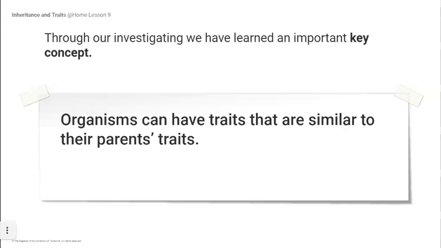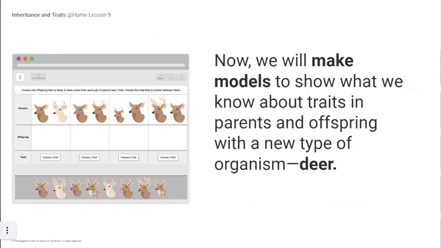Through our investigating, we have learned an important key concept. Organisms can have traits that are similar to their parents' traits. Now, we will make models to show what we know about traits in parents and offspring with a new type of organism, the deer. So this is using the modeling tool that you used last time with cats, but this time you're going to use deer.